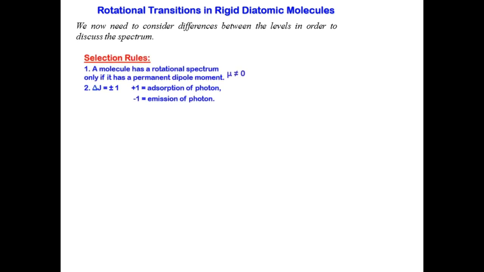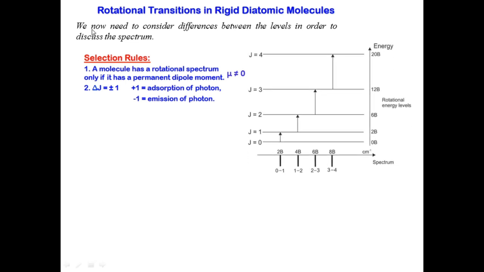For the rotational spectrum or the rotational transition, there is a certain rule that is called the selection rule. So, the first condition is that the molecule should have a permanent dipole moment. It is denoted by mu. It should not be equal to 0. The second condition is delta J should be plus or minus 1. It means that the transition to the next higher state is only possible. All the other transitions are forbidden.